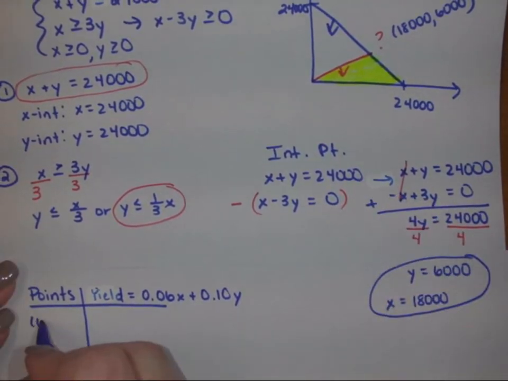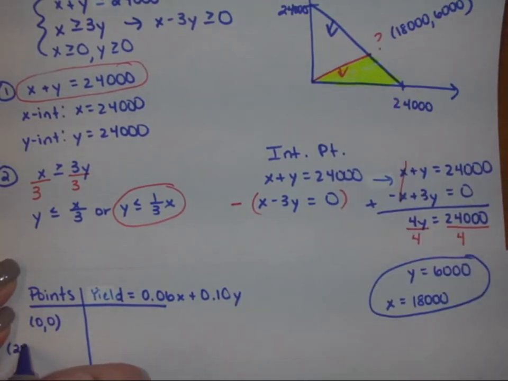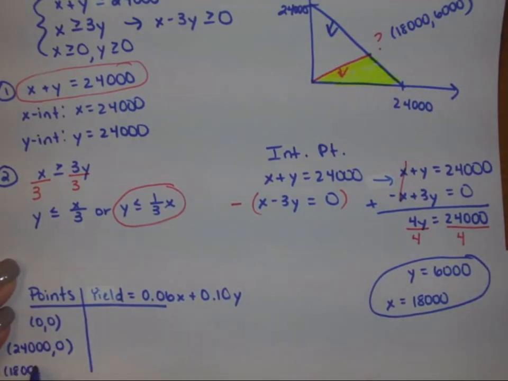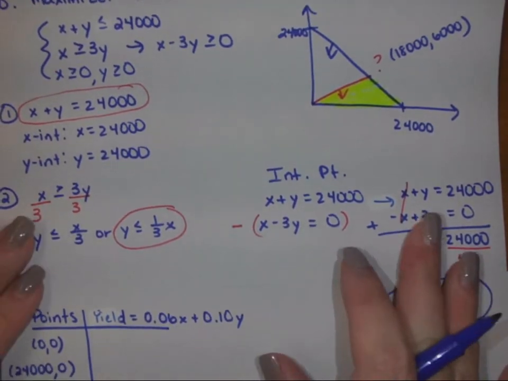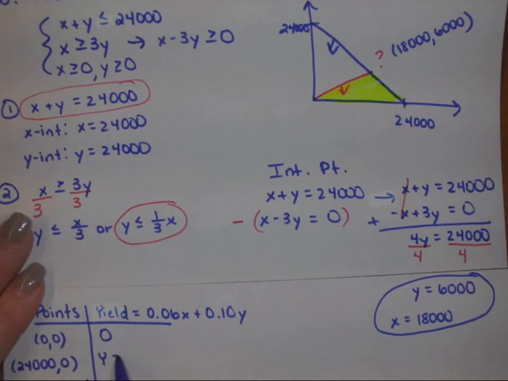So the endpoints are 0, 0. Notice this point right here is 24,000, 0. And then the intersection point that I painstakingly figured out was 18,000 comma 6,000. Okay. So here we get a yield of not that interesting, right? This would just be 0. But here I'm going to use y for yield. If we do 0.06 times 24,000, in other words, we're putting all of our money in bonds, this comes out to be 1440.